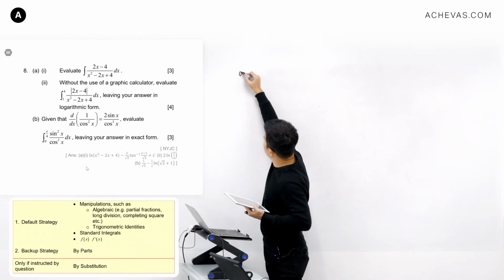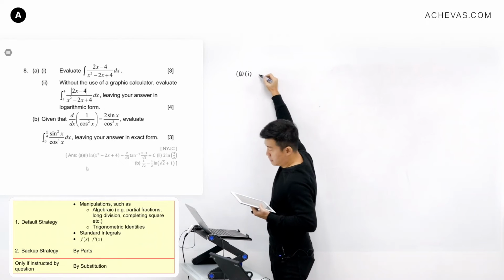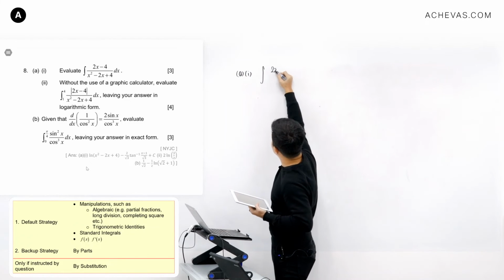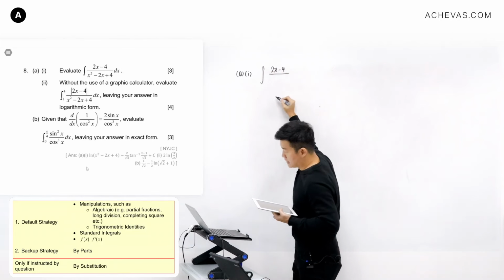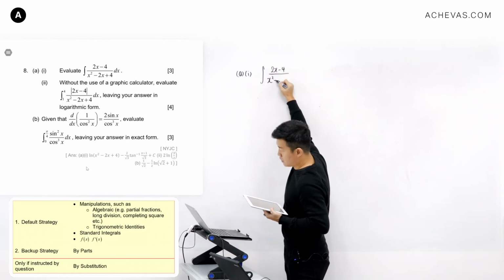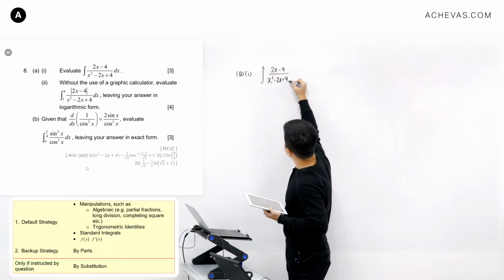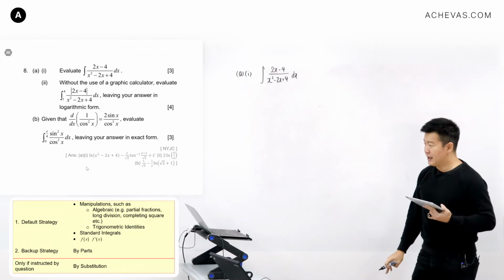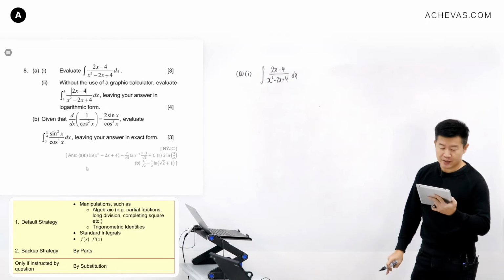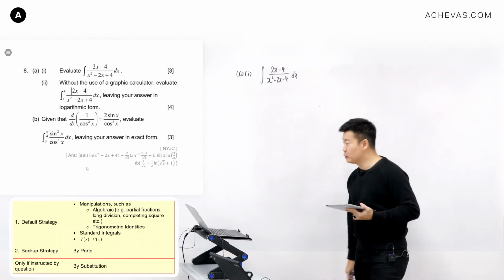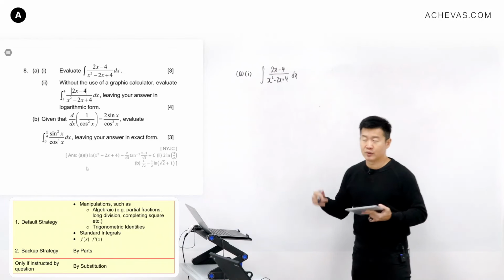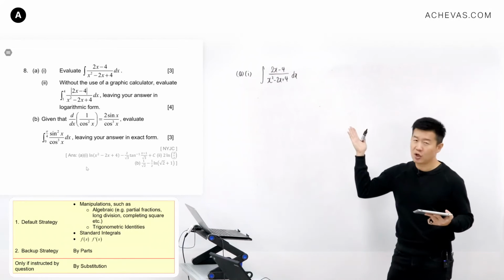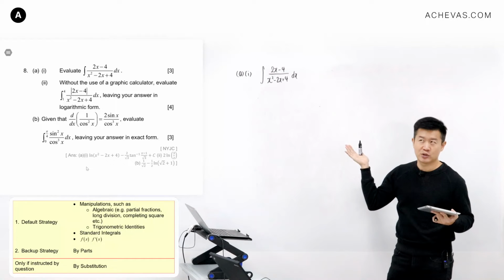So for part A1, we are supposed to integrate (2x minus 4) divided by (x squared plus 2x plus 4) dx. We are supposed to integrate this, and I guess we are going to do some algebraic manipulation, like the kind of manipulation that I've written here. We can be doing long division. Do I need to do long division for this? No, I don't have to, because it is already a proper fraction.